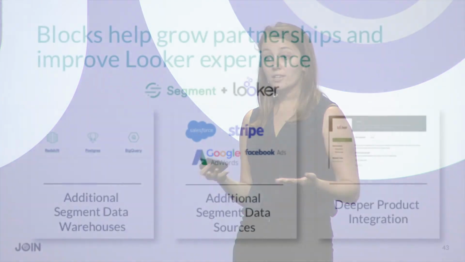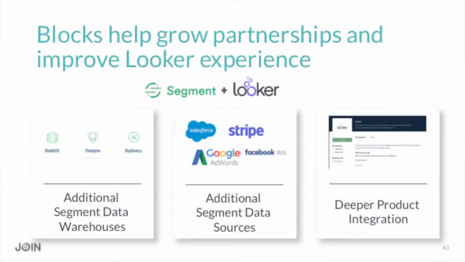So what has this block led to? In addition to making it really easy to analyze web analytics data, we've worked with Segment to make sure that our mutual customers are having a great experience in Looker across all their products. So as they made their warehouses of data available in other sources like Postgres, like BigQuery, we've adapted the block to support those as well. Additionally, they've launched data sources, which include SaaS applications like Salesforce, Stripe, Google AdWords, Facebook ads. We have blocks for all of those that are either available on our directory or will be launched soon.